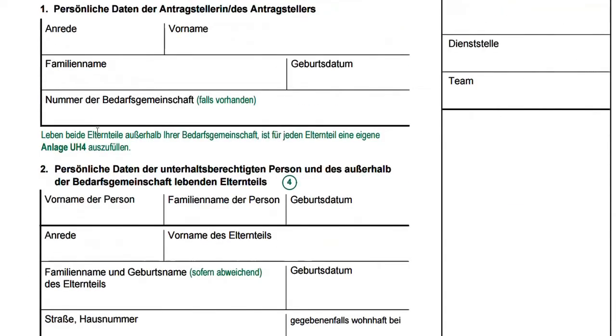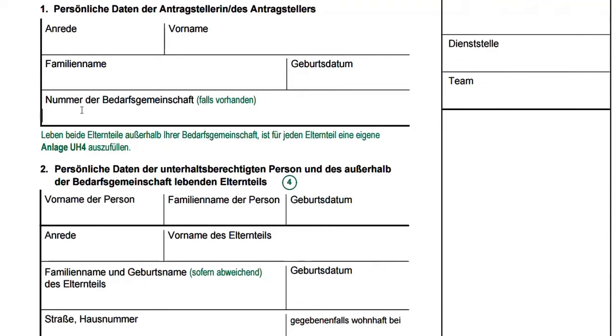So as an applicant, you write your title here. I mean, if you're a male or a man, you write Herr. If you're a female or woman, you write Frau. You write your first name here, your last name here, and your date of birth here.